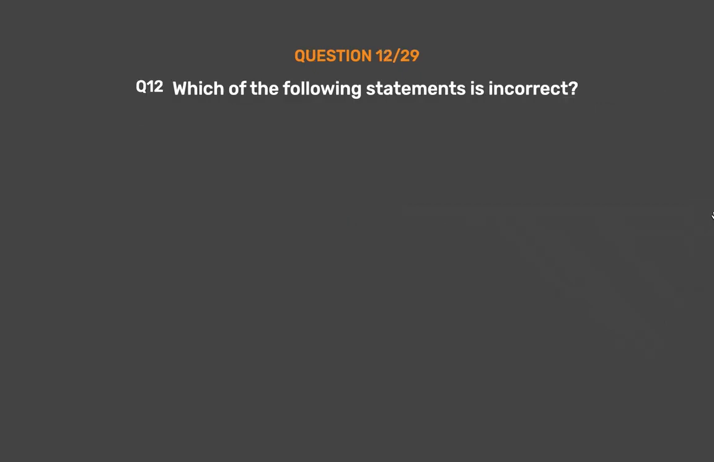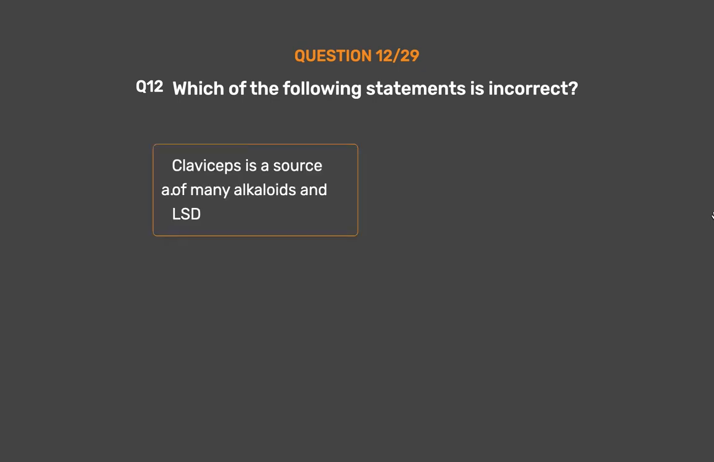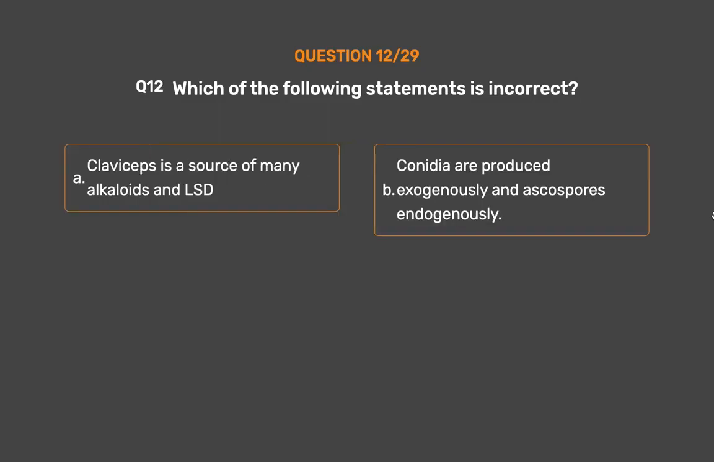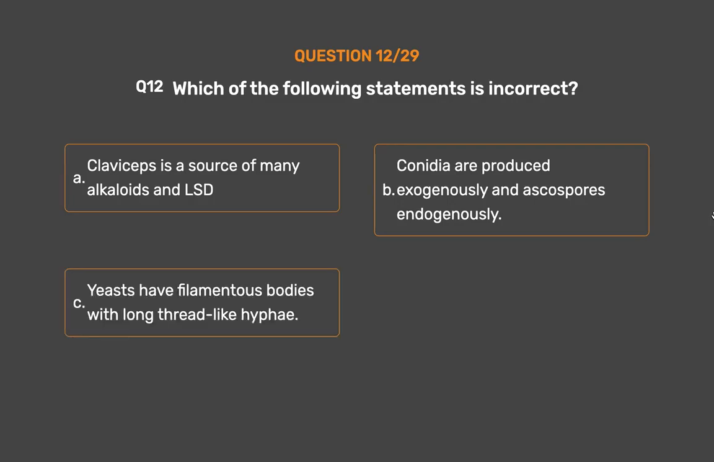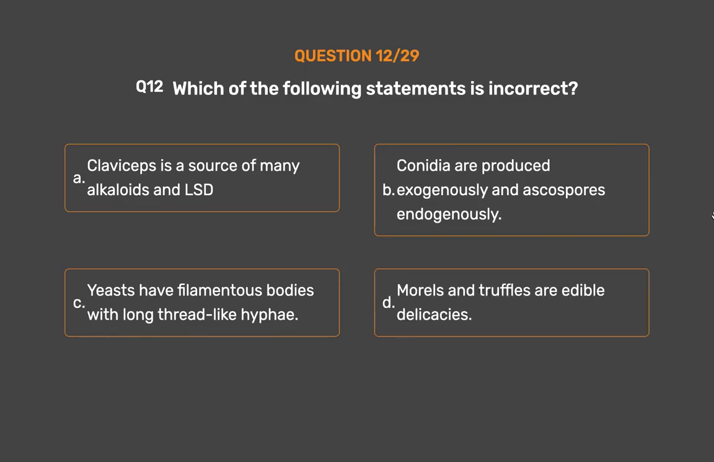Question number 12. Which of the following statements is incorrect? Option A. Claviceps is a source of many alkaloids and LSD. Option B. Conidia are produced exogenously and ascospores endogenously. Option C. Yeasts have filamentous bodies with long thread-like hyphae. Option D. Morels and truffles are edible delicacies. The correct answer is Option C.